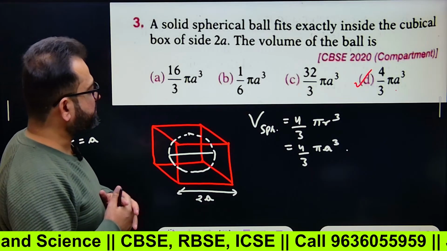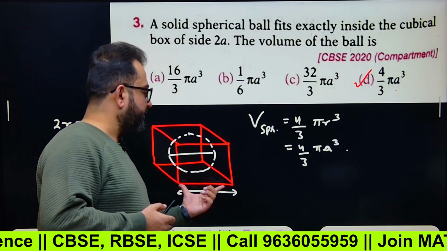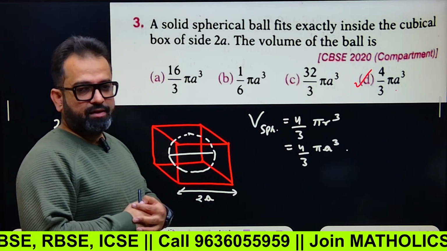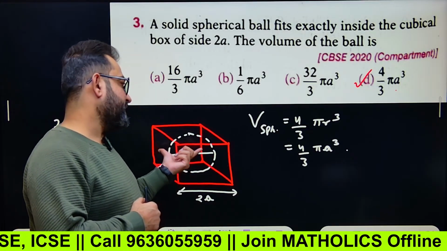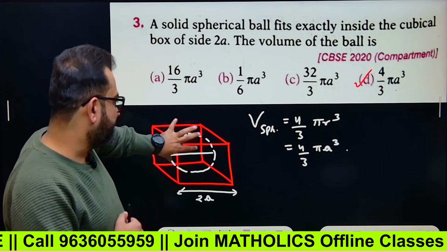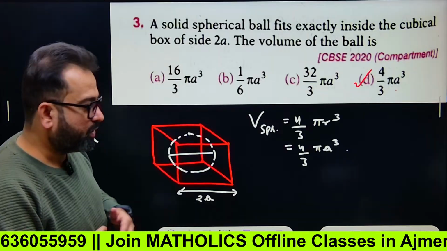We have to do 2-3 questions more. If the side is 2A, what will be the radius of this sphere? Tell me. Yeah, radius will be just half, right? This is perfectly fitting in this cube.